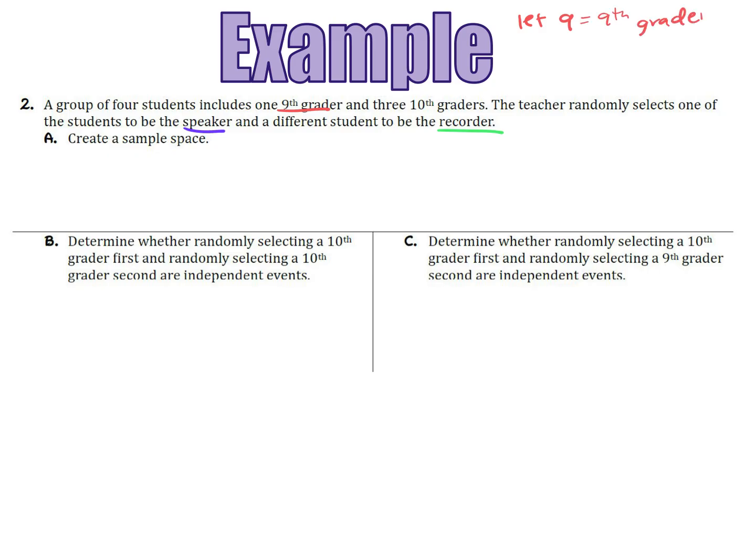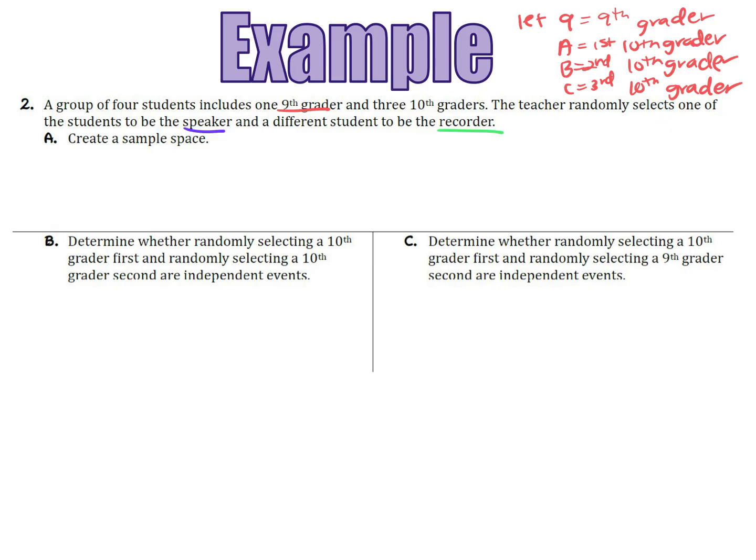And I'm going to let A, B, and C represent 3 different 10th graders. And I'm going to go ahead and write that down. There we go. So this is going to make it easier when I'm listing out my sample space. But basically I'm saying 9 represents one person that happens to be a 9th grader. A represents one of the 10th graders. B represents a different 10th grader. C represents the last 10th grader.